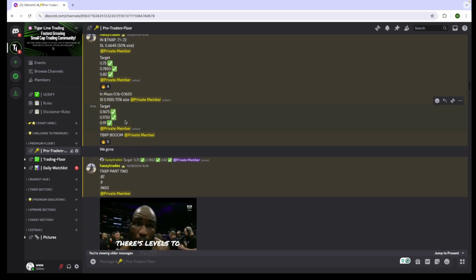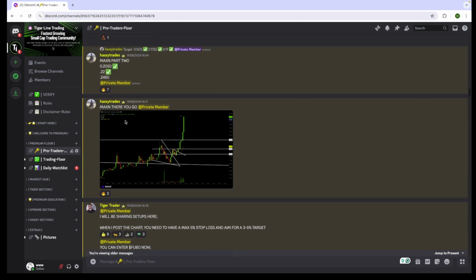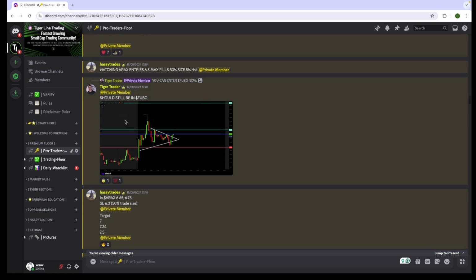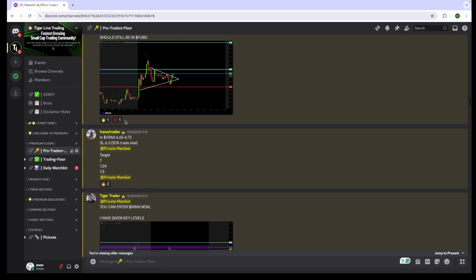Same with maxing. We got in. Do we have bad trades? Yes, of course we have bad trades. We have bad stops, and we try to keep it at a 5% stop loss. For me, it has changed. It used to be 3%, but the market is too hard.